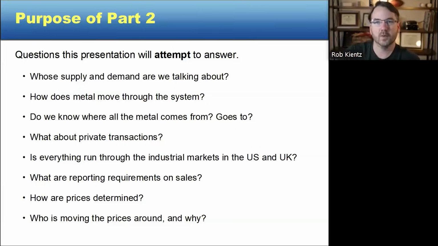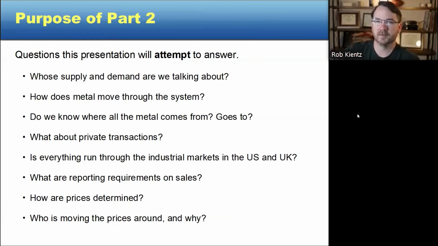Or are there other ways in which that metal can reach the market, and who's taking that metal? What are the reporting requirements on sales, if any? How are prices determined, and who is moving the prices around and why, and what is their motivation and what is their benefit? You need to be aware of all of this, ladies and gentlemen, if you're going to play in the precious metals space.